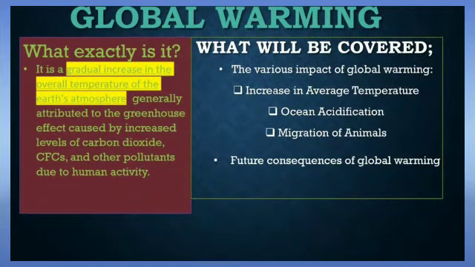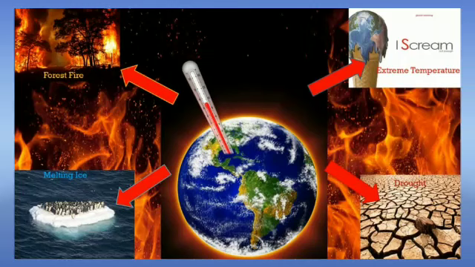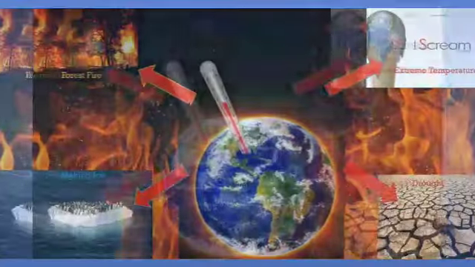What will be covered? 1. The various impacts of global warming: increase in average temperature, ocean acidification, migration of animals. 2. Future consequences of global warming. Here are some examples of the impact of global warming. 1. Forest fire. 2. Melting ice. 3. Extreme temperature. 4. Drought.